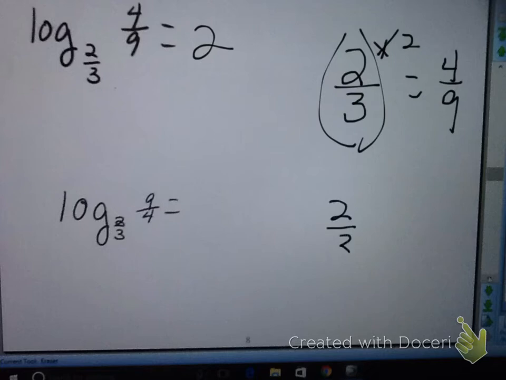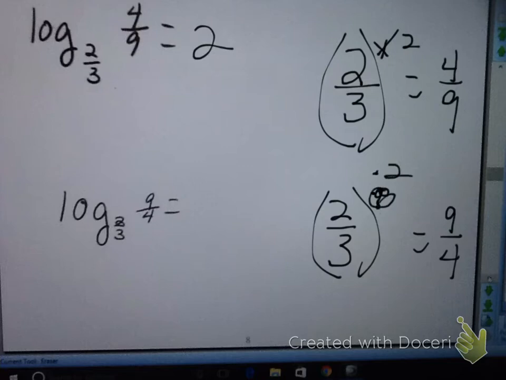So 2/3 to what power gives you 9 over 4? Well, if you notice, I've got a square, 3 squared gives you 9, but that's in the numerator. So if I put a -2 right here, I'd have to flip that to be positive 3/2 and then square it. So log base 2/3 of 9/4 is -2.